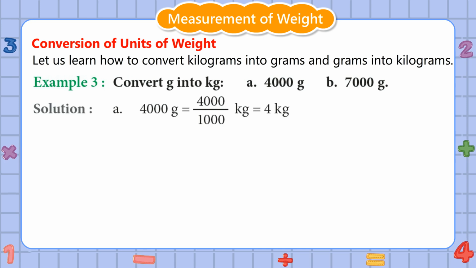Solution. A. 4000 grams is equal to 4000 by 1000 kilograms. It is equal to 4 kilograms. B. 7000 grams is equal to 7000 by 1000 kilograms. It is equal to 7 kilograms.